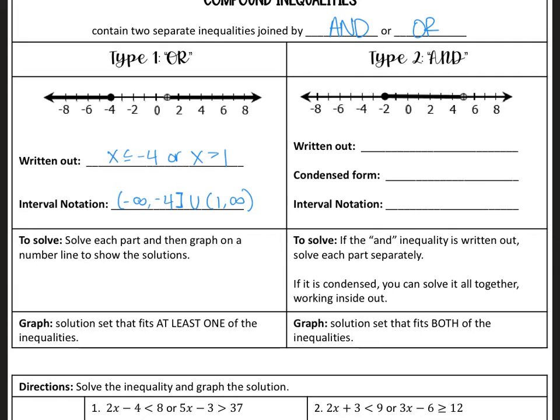All right, type 2 of compound inequalities. So notice now it's not really a line anymore, it's a segment going between two numbers on the number line. In this case, going between -2 and +5. So x has to be greater than or equal to -2. But notice it also has to be less than 5. So that's why it's and now.